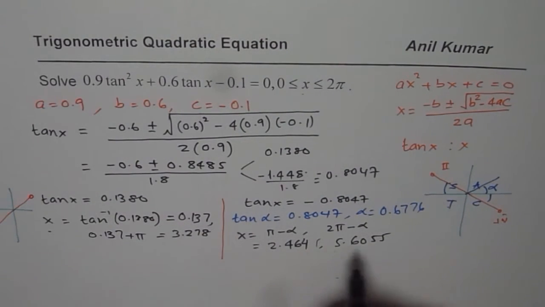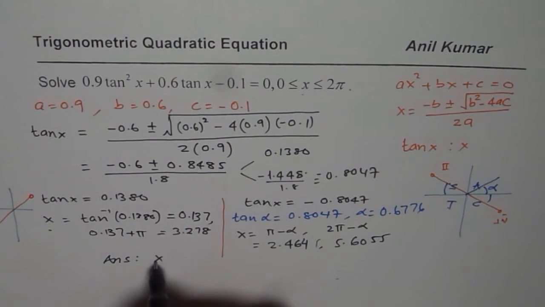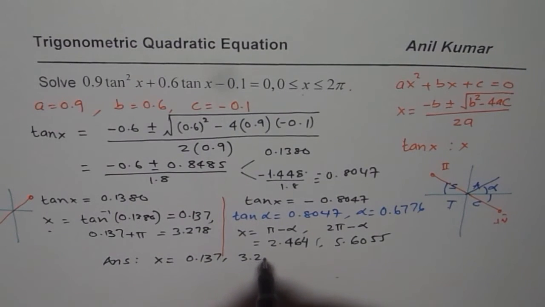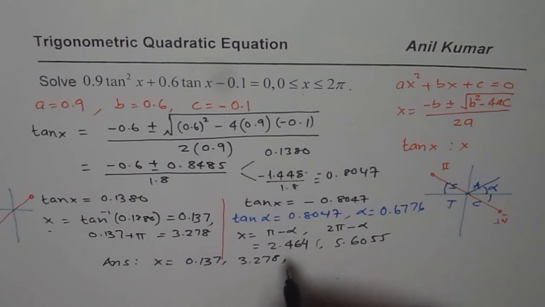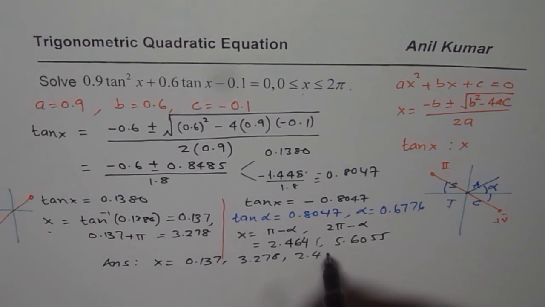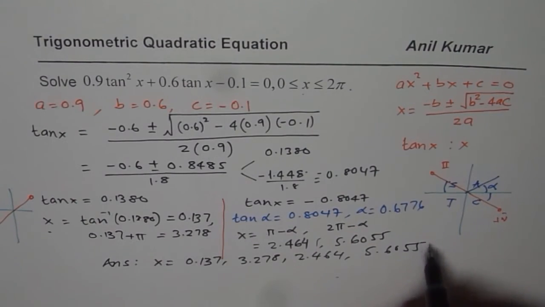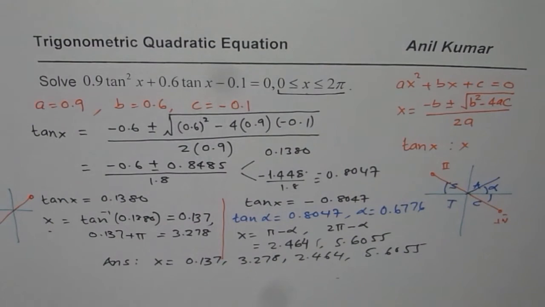Now let's combine all these solutions and write down our answer. So the answer is x equals 0.137, 3.278. This is when we use the positive value, or we get 2.464 or 5.6055, since we have to give all possible solutions in the required domain. So I hope you understand the strategy here.